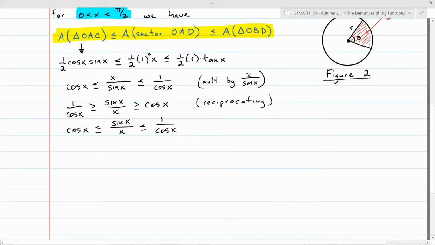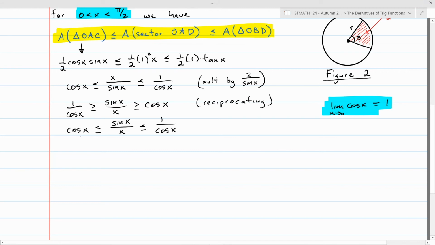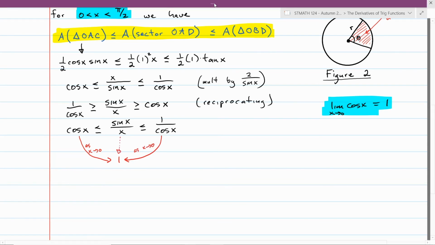Remember, we have this basic limit that the limit as x goes to 0 of cosine of x is equal to 1. Because of that basic limit, I can calculate the limits in this inequality here, the extremes of it. So cosine of x goes to 1 as x goes to 0. And likewise, for 1 over cosine of x, I could just apply the quotient limit law, and I'd take the limit of the top over the limit of the bottom, and I would still get 1 as x goes to 0. So by the squeeze law, I get that sine of x over x goes to 1.